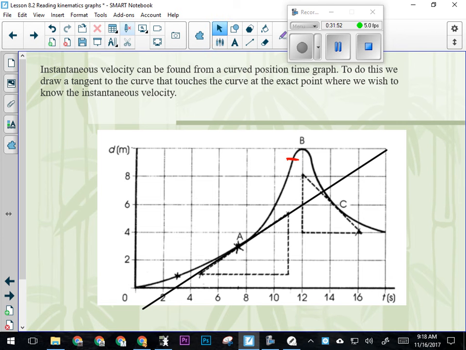So eventually, what happens to this object right at point B? It stops for an instant. Not that you could actually observe this instantaneous stop, but it does stop for an instant. How do we know that? Because if I draw a line that's tangent to it at that point, what's its slope? Zero.